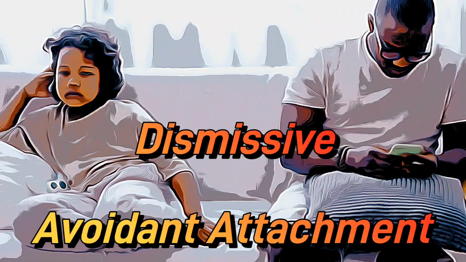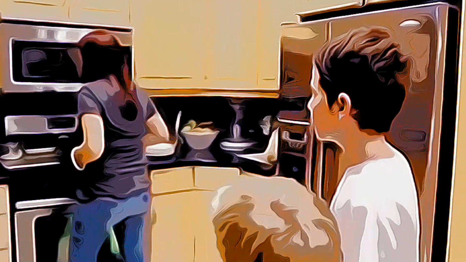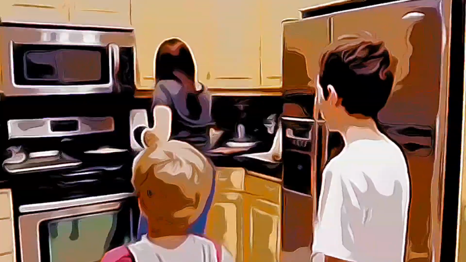Next, you have a dismissive avoidant attachment. A dismissive avoidant attachment, or avoidant attachment, usually forms in response to caregivers who are emotionally unavailable or unresponsive. These caregivers may have discouraged the expression of emotions or consistently failed to meet the child's emotional needs.